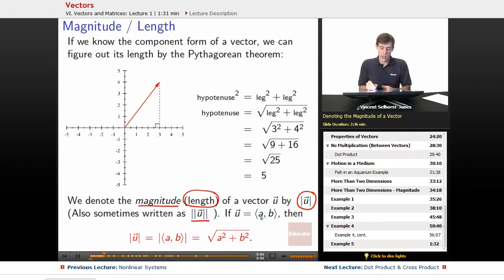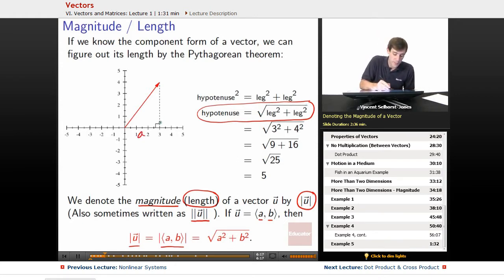So if U is equal to ⟨a, b⟩, then the length of U, with bars on either side of U, which would also be bars on either side of ⟨a, b⟩ because that's just a vector as well, will give us the square root of a squared plus b squared, based on this exact same reasoning that the length of our hypotenuse is equal to the square root of each leg squared and added together. In this case, a and b are just there and there on our vector.